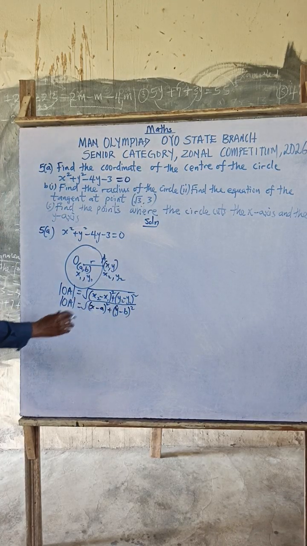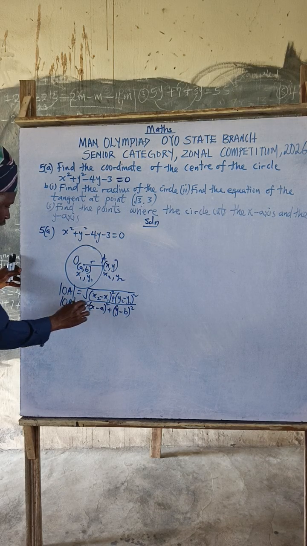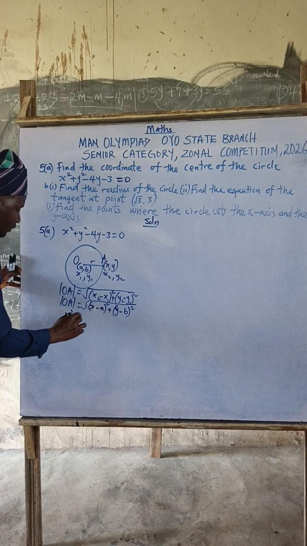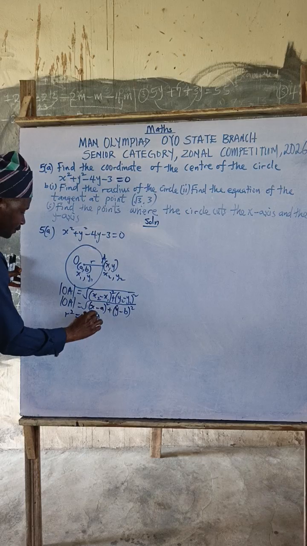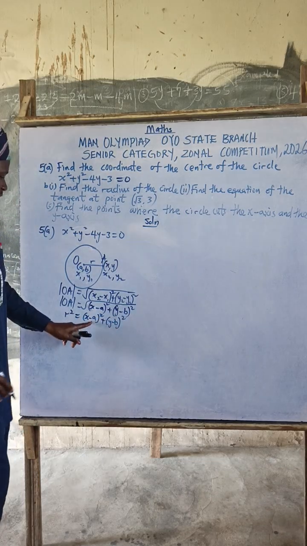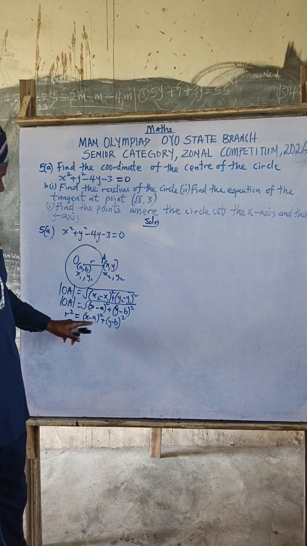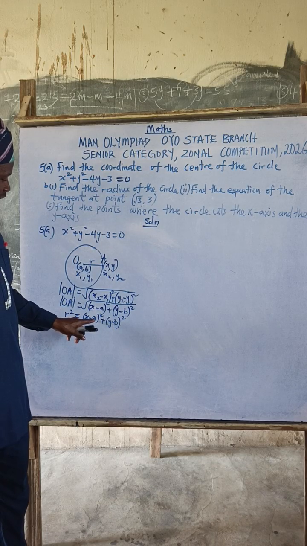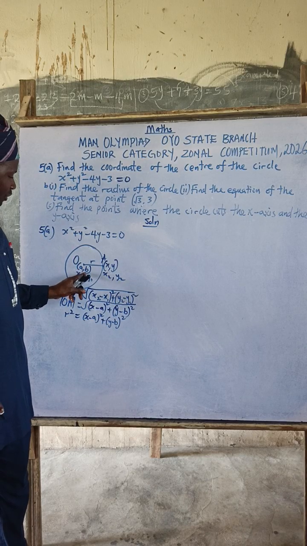So therefore, let's take the square on both sides, the square root will cancel, and r squared equals x minus a squared plus y minus b squared, where a and b are the center of the circle. Now, with this given equation, we are going to rewrite it in this form so that we can obtain the center, the coordinate a and b, as the coordinate of O with abscissa a and ordinate b.